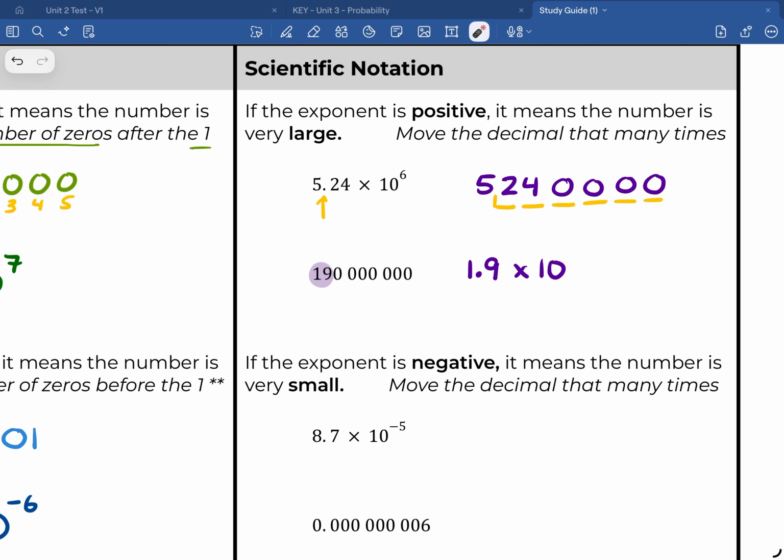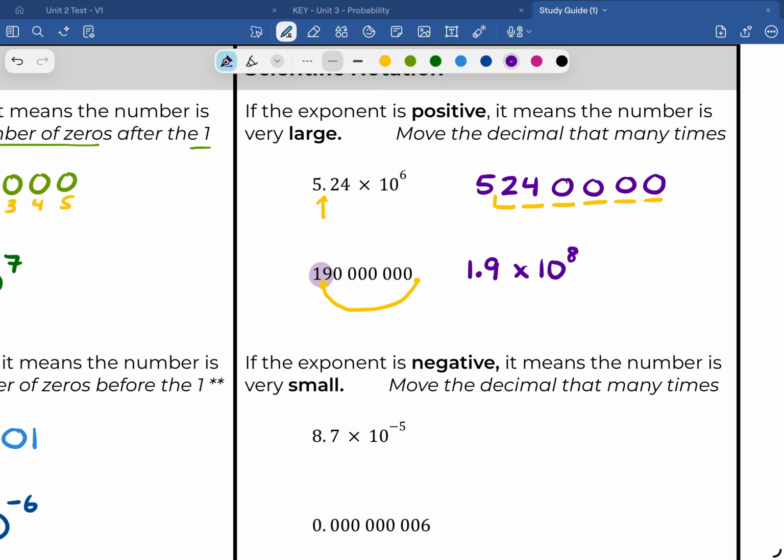Because it's a really big number, we know this must be positive. And so we're saying, okay, if the decimal is starting at the end of this number, we want to move it so that it is between the 1 and the 9, which would require going past 3, 6, 7, 8 numbers. So our exponent here will be 10 to the power of 8.